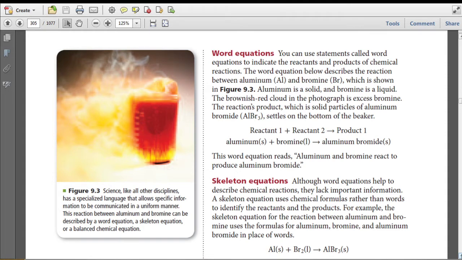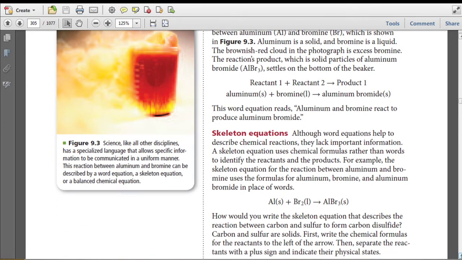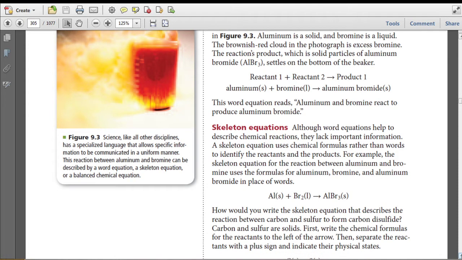The reaction's products, which are solid particles of aluminum bromide, settle on the bottom of the beaker. So aluminum plus liquid bromine gives a solid, aluminum bromide. The word equation reads: aluminum and bromine react to produce aluminum bromide. Although word equations help to describe chemical reactions, they lack important information.